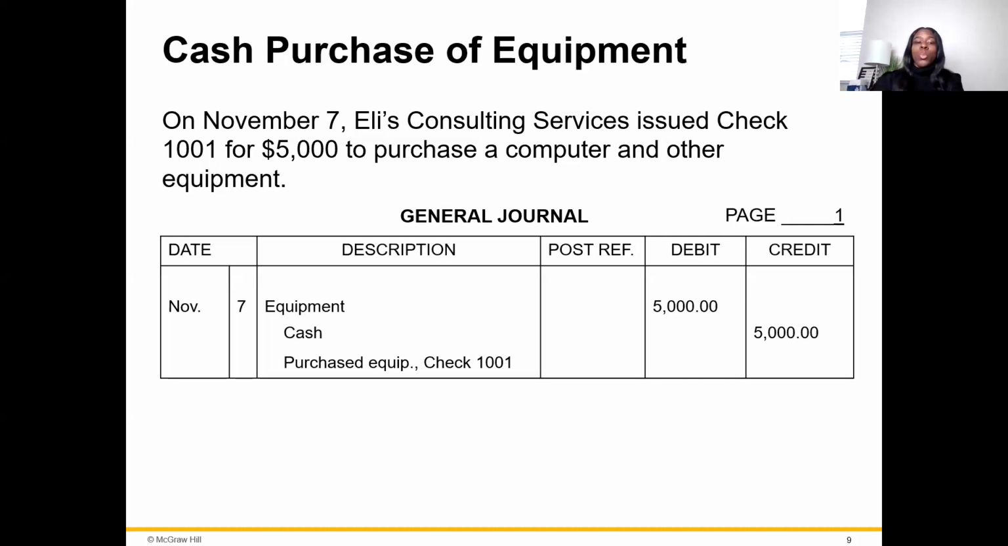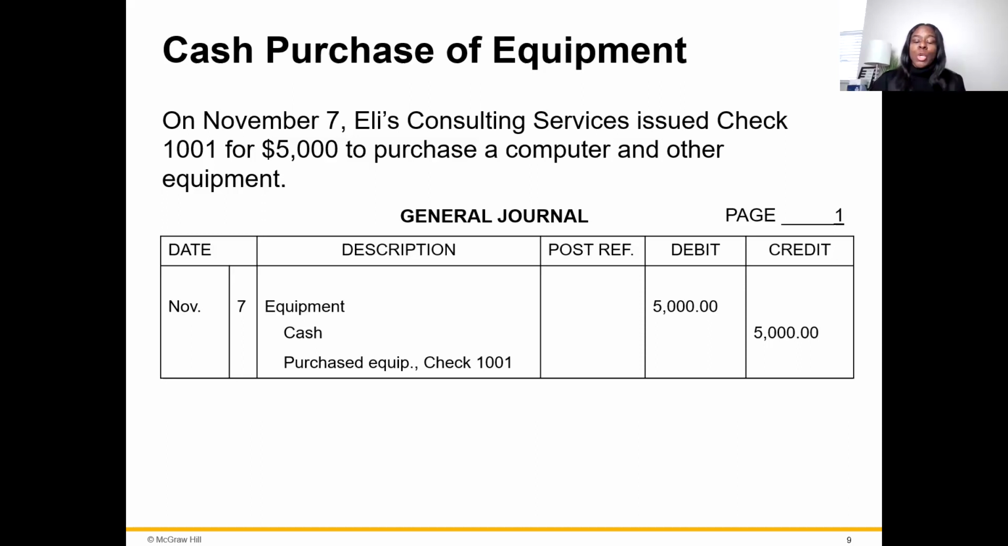So again, we have our 5 elements. Well, let's step back. Equipment is an asset. That's a type of asset. And the asset is increasing because we received equipment. We didn't have equipment at first. We received it. It's increasing. Our cash, we're paying cash out, so that means our cash is decreasing, and cash is also an asset. So we've identified the account, we've identified the account type, and we've identified how it is moving. It's increasing or decreasing.